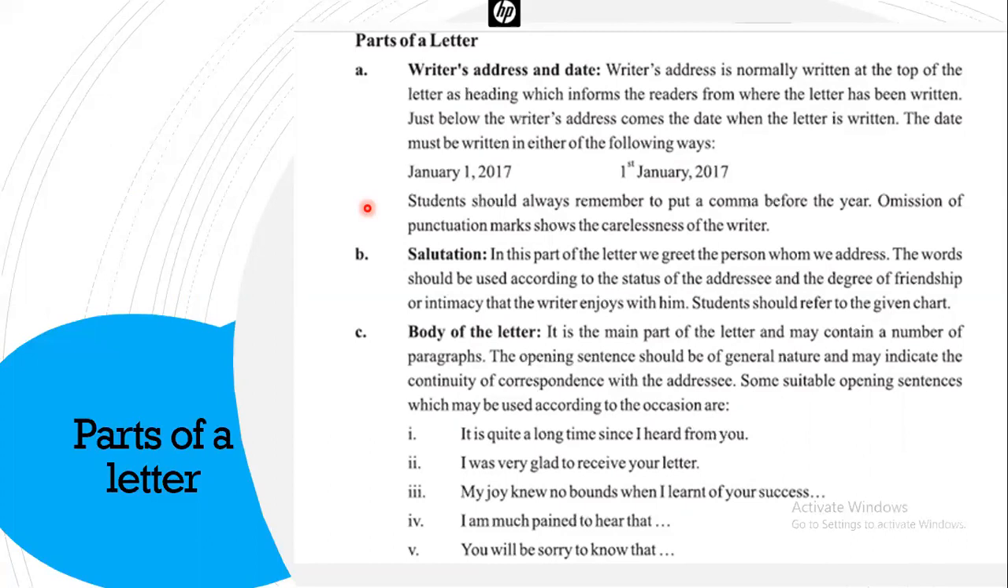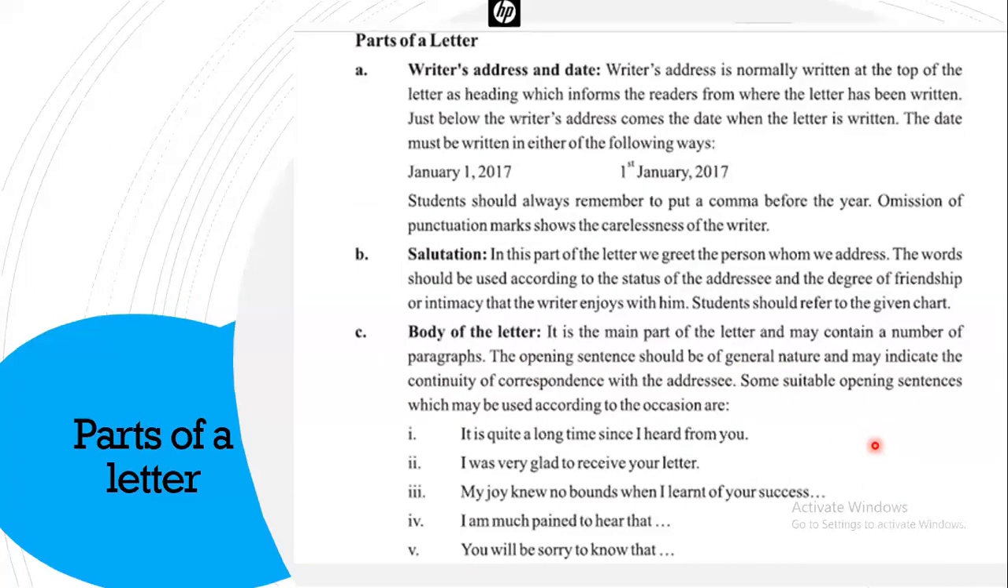Okay. The third is the body of the letter. Now this is the main part. It also carries a lot of marks, so you have to pay attention to this part of the letter. It is the main part of the letter and may contain a number of paragraphs.